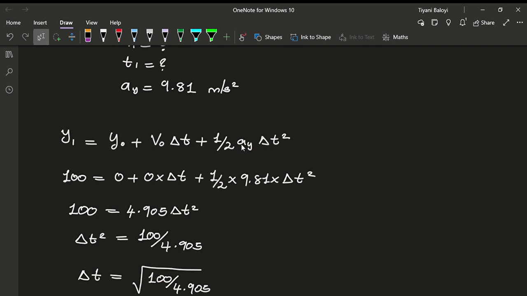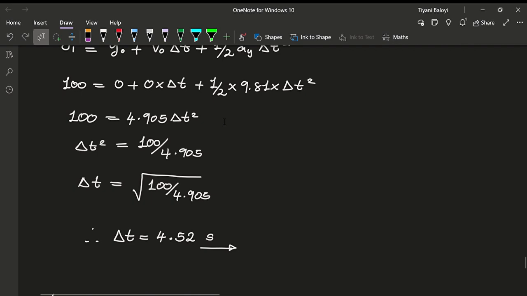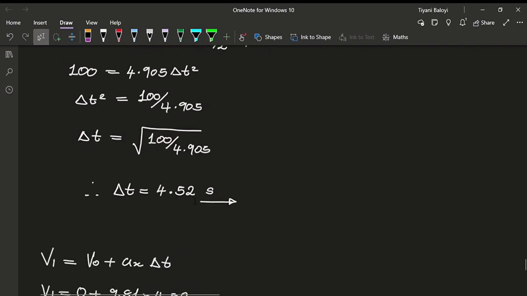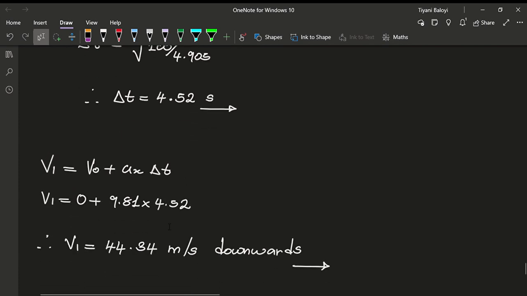If they say use 9.8, use 9.8, right? I'm using 9.81 because of what I'm used to, but back in high school, I used to use 9.80, because it didn't matter that much. So we found the time as 4.5 seconds to hit the ground, and then we have 44.34 meters per second.